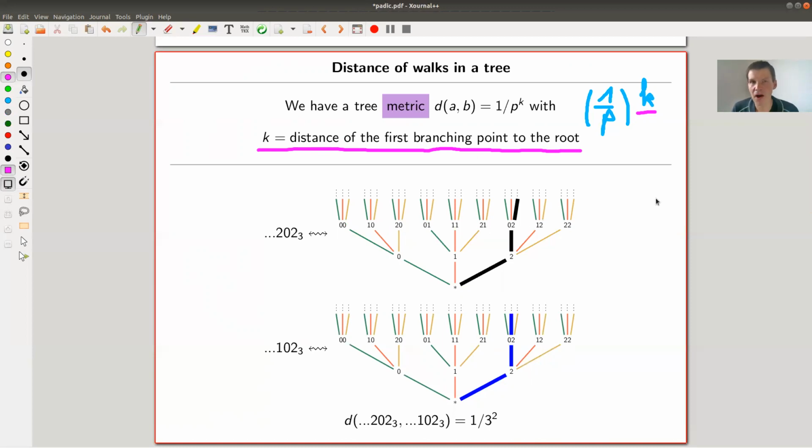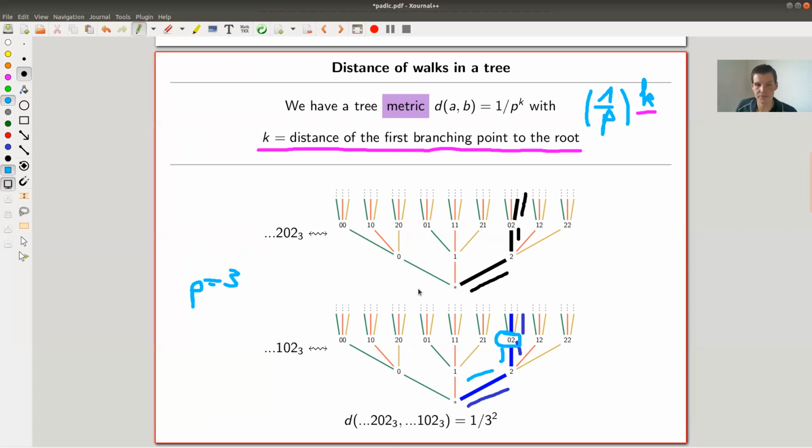And if you think about how far two walks are apart, well, let's say I walk to somewhere and you walk to somewhere else, then you would measure it from the point where we diverge. And that's exactly what we do. So I have this walk from before, this 2, 0, 2, and so on. And I have another walk, which is this 2, 0, 1, and they diverge at this vertex. So I just measure the distance to the origin, and that's the distance. Well, 1 over 3, because remember p is 3 here, that's the distance between those two paths.